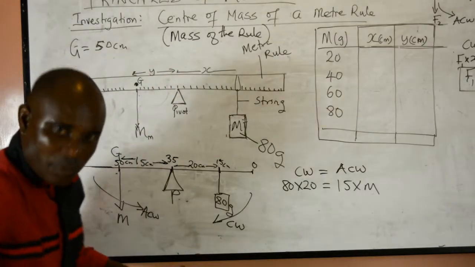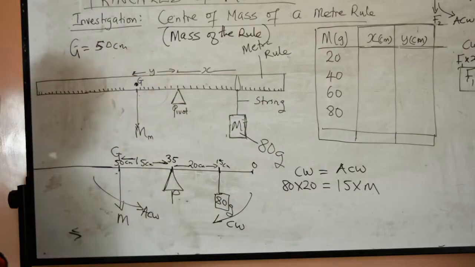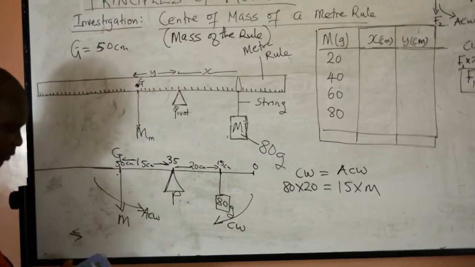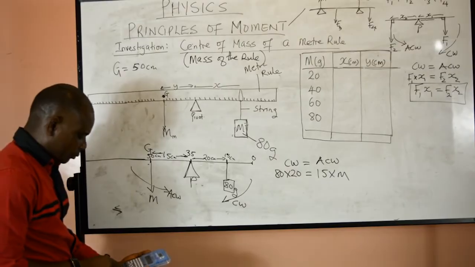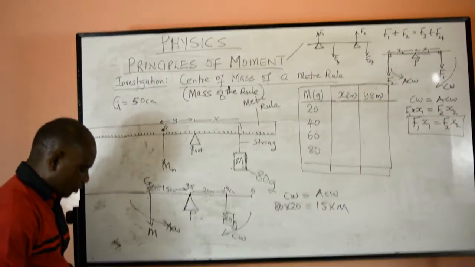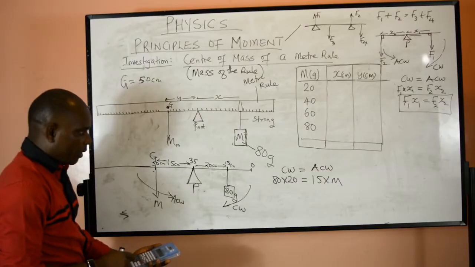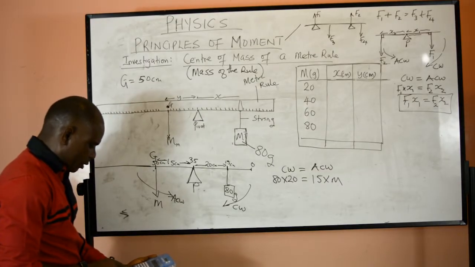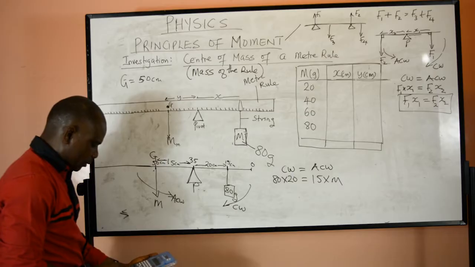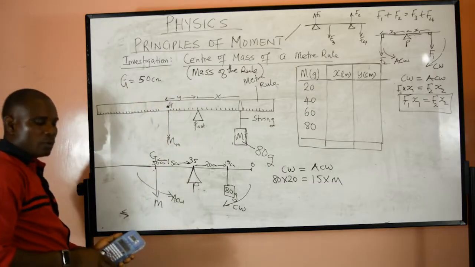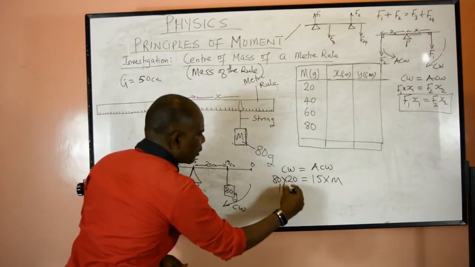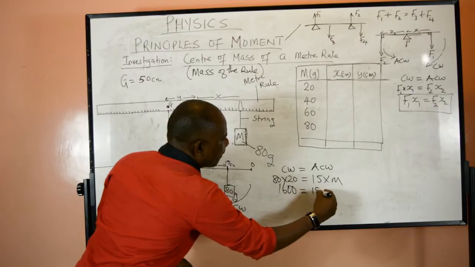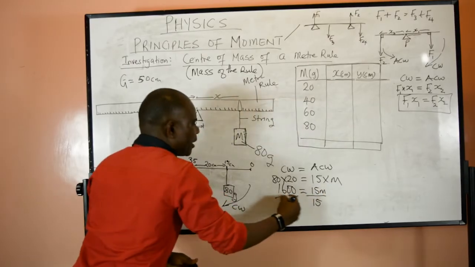If you have a calculator, you can walk along with me and use your own calculator to verify this. This is 80 times 20, which is 1600. Then we divide by 15. This gives us 106.7. So you can do the math: you have 1600 divided by 15.